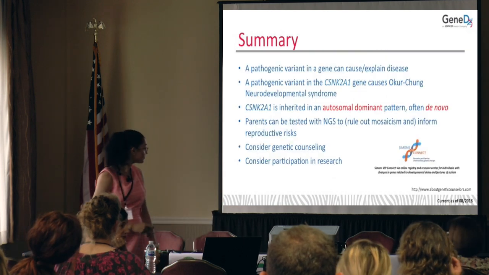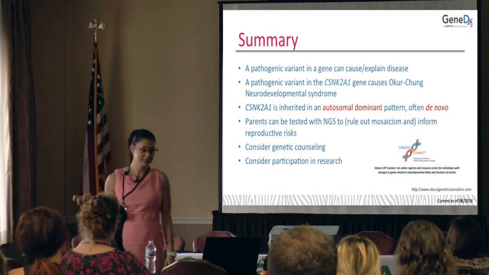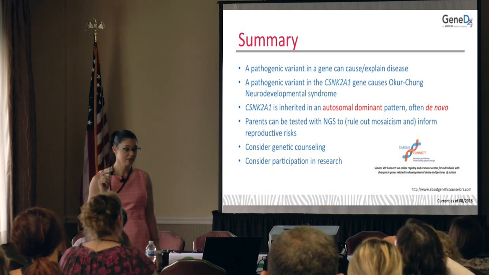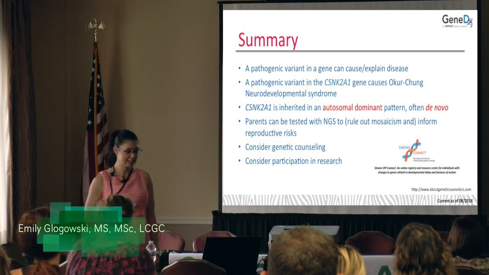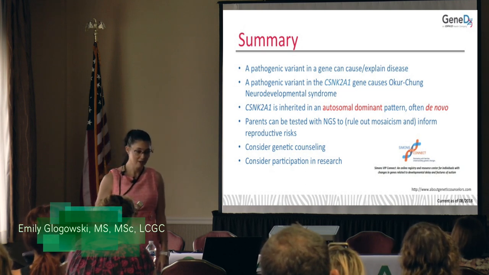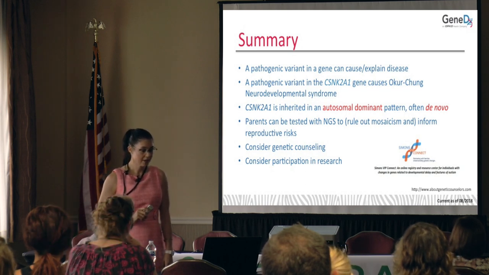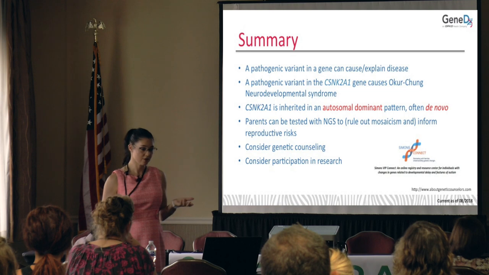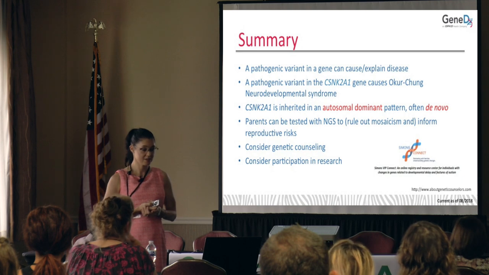Right? So in summary, what we've covered: a pathogenic variant in a gene can cause or explain a disease. A pathogenic variant in the CSNK2A1 gene specifically can cause Okur-Chung neurodevelopmental syndrome, which has just been described since 2016. CSNK2A1 is inherited in an autosomal dominant pattern. Mostly it seems to be de novo from what we've seen so far. Parents can be tested. Even parents who haven't had any problems can, or maybe even should, be tested using next generation sequencing just to rule out mosaicism to the best that we can.